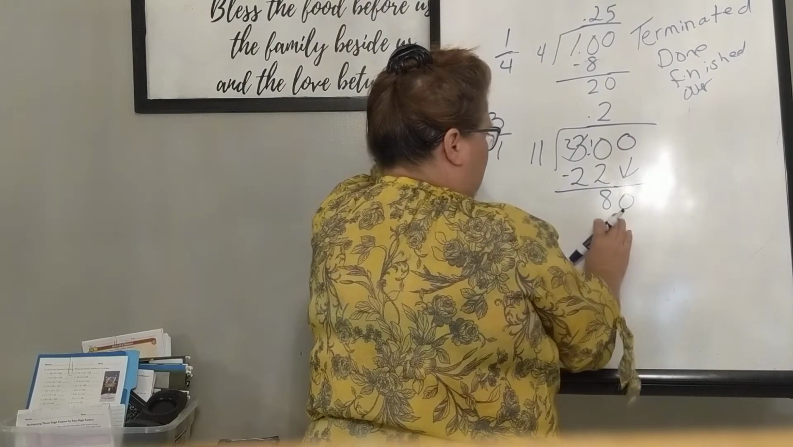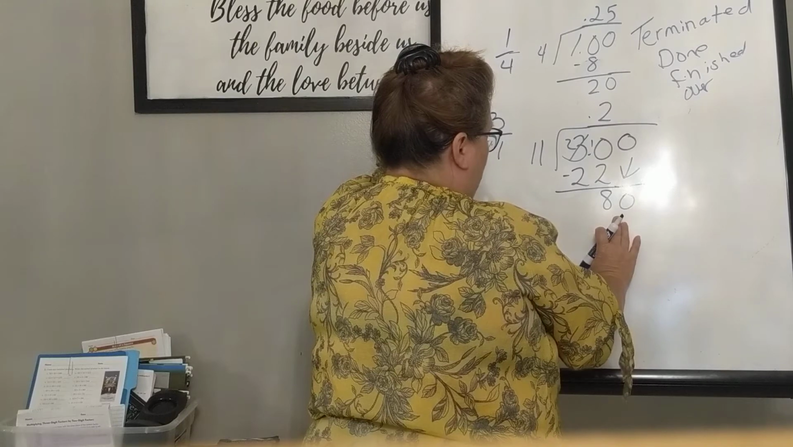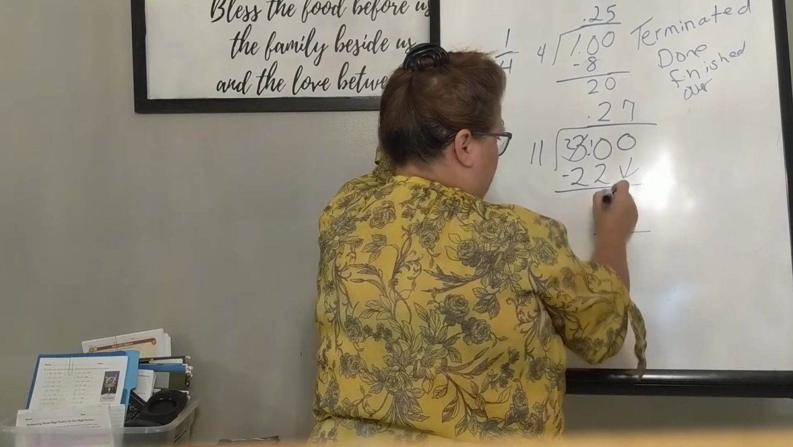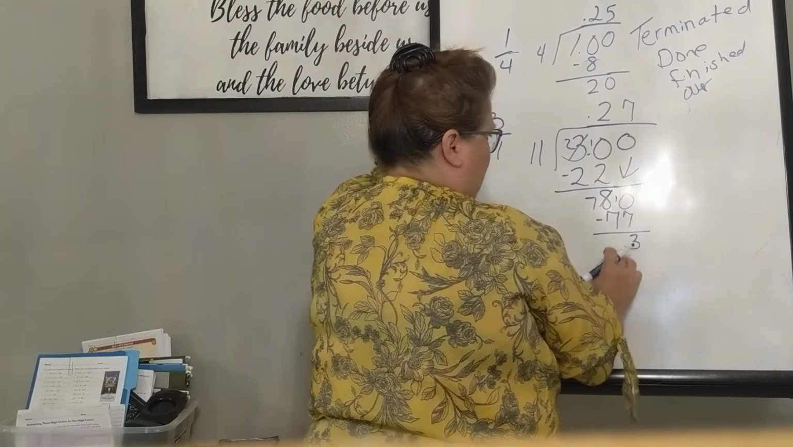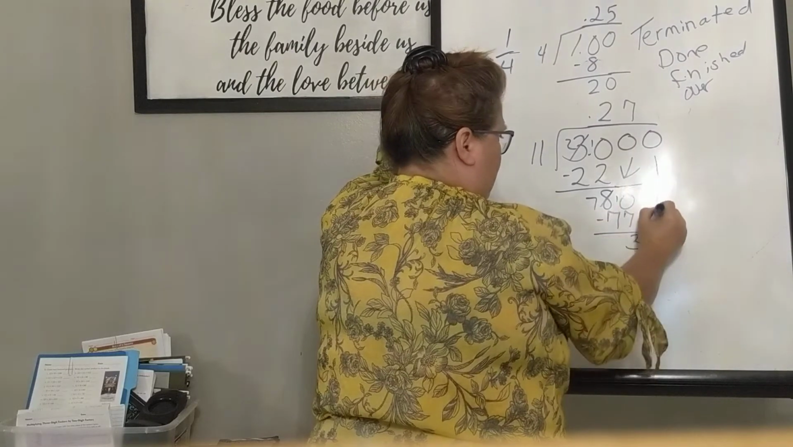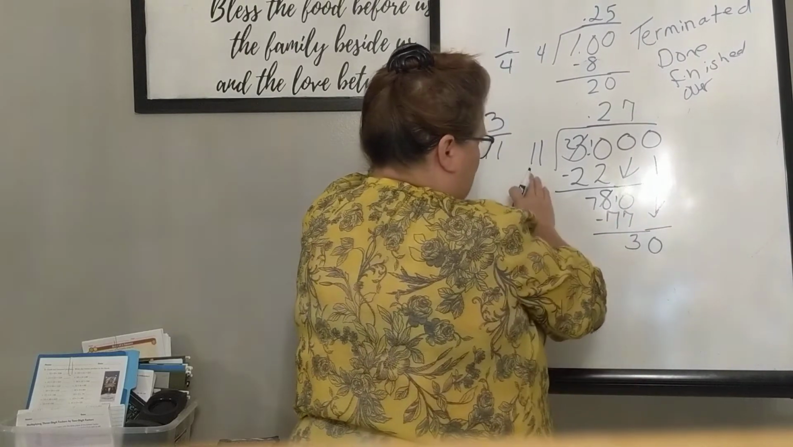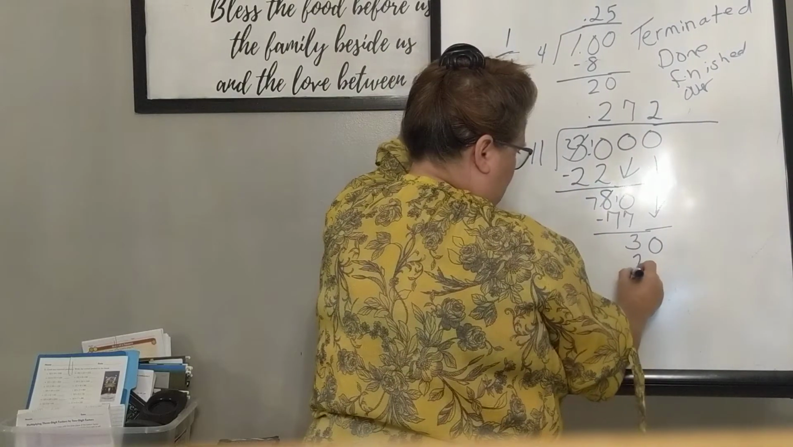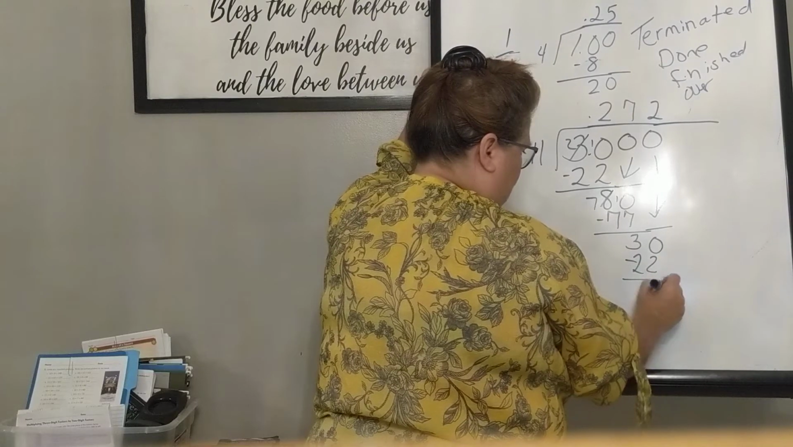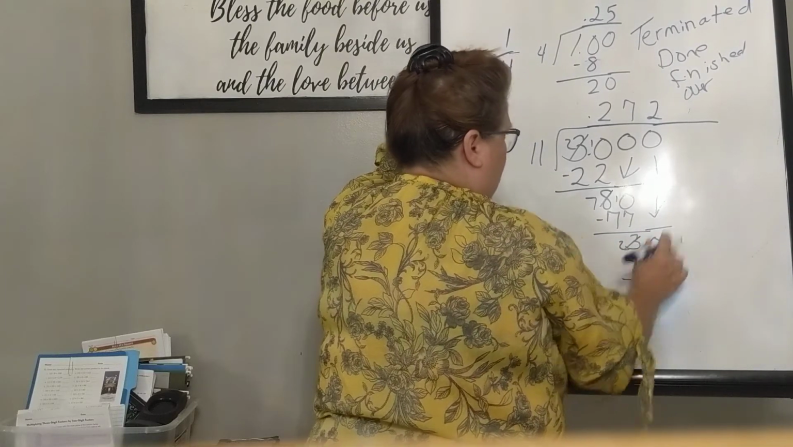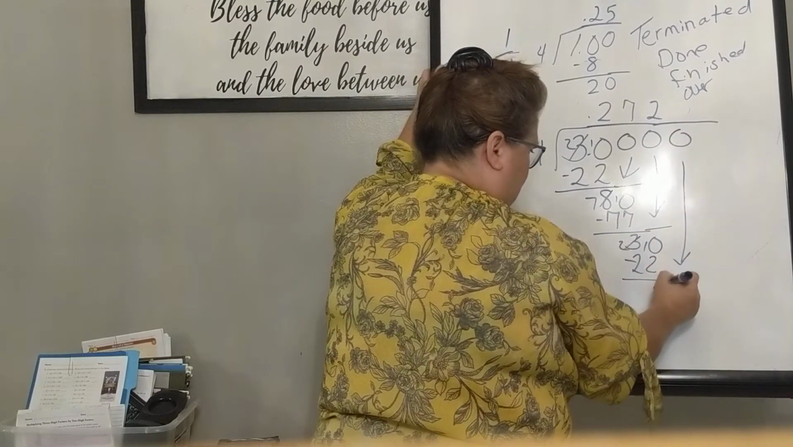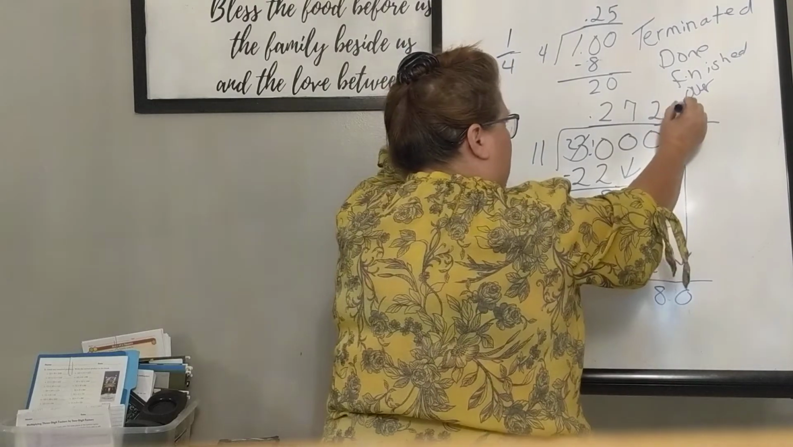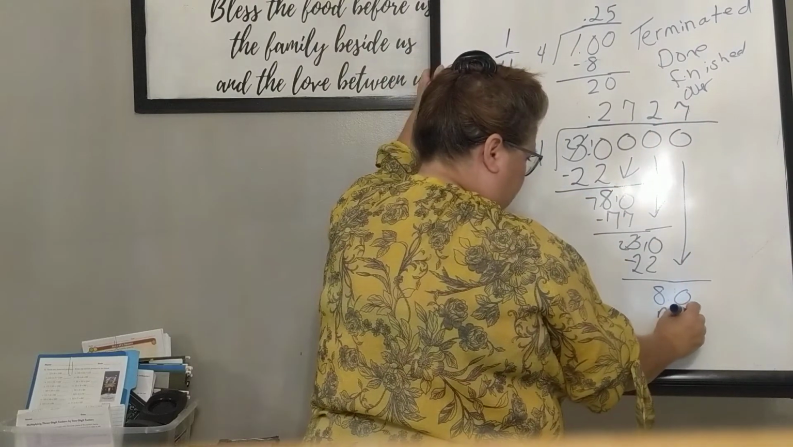How many times will 11 go into 80? 11 will go into 80 7 times. 11 times 7 is 77. We have 3. We annex a 0. We bring it down. How many times will 11 go into 30? 2 times, that hasn't changed. 11 times 2 is 22. We subtract, we have 8. We annex another 0, and we bring it down. How many times will 11 go into 80? 7 times, 77.